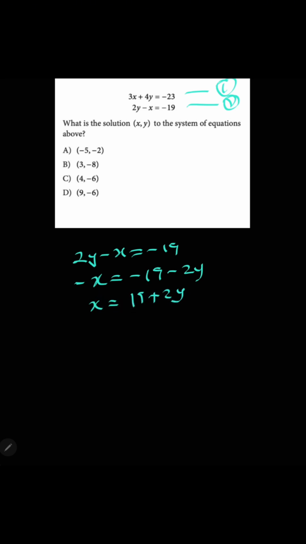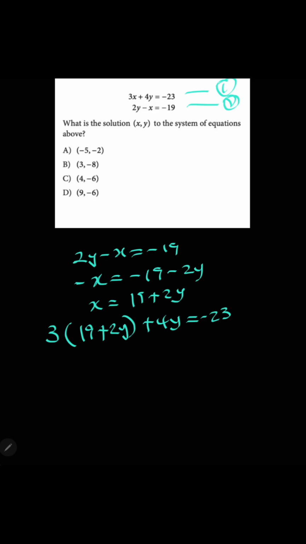However, let's do substitution. So we take equation 2, which is 2y minus x equals negative 19, right? So I can easily say that x equals negative 19 minus 2y. Remember, we have a negative here, so we can now remove this negative. This will now be x equals 19 plus 2y, right? So we can now substitute this into our first equation, which is 3 multiplied by x. X is, remember, 19 plus 2y, plus 4y equals negative 23.